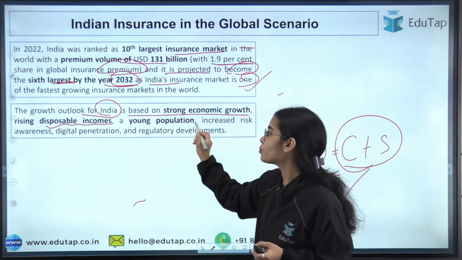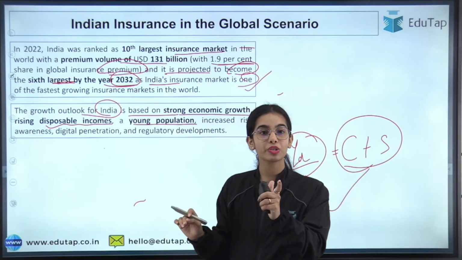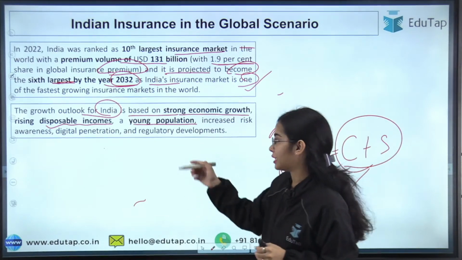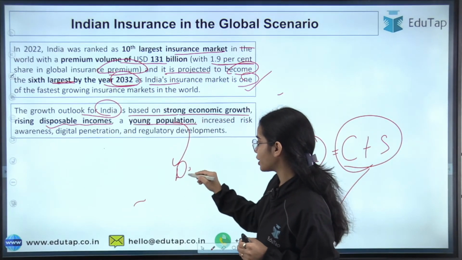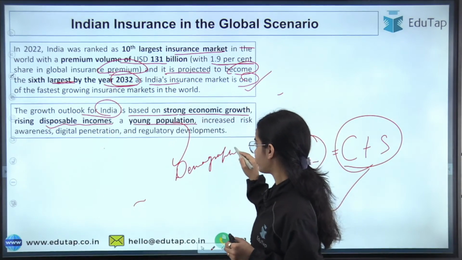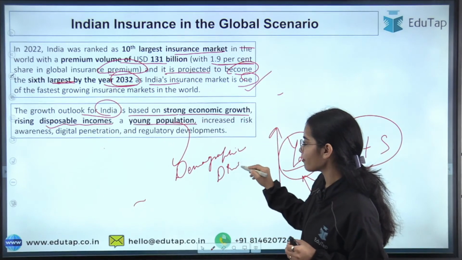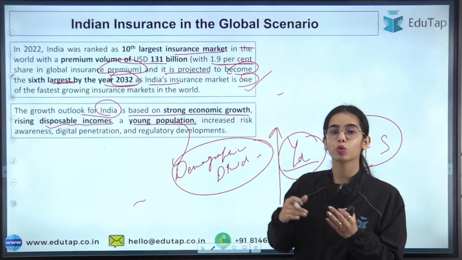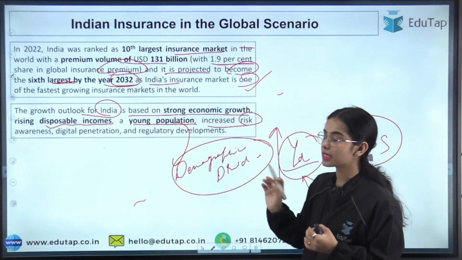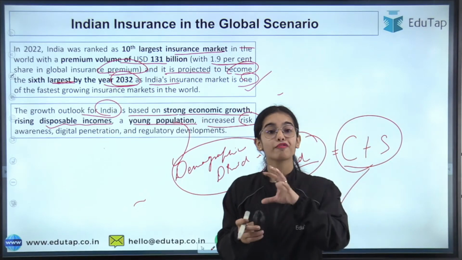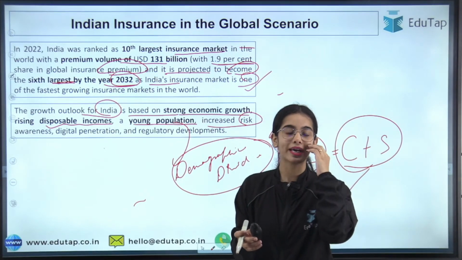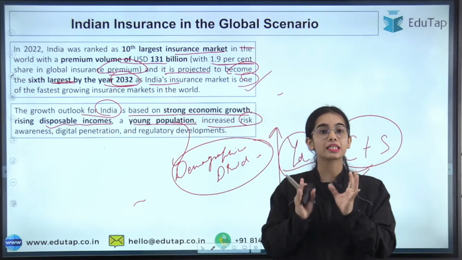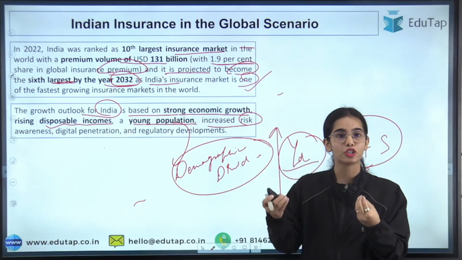Okay, a young population. As you know, young population means demographic dividend. So you can use better terminologies in your answer writing. So we have a young population, we have a demographic dividend, as we have more of the young population. Okay, we have fewer dependents and more of the young population. Increased risk awareness, the people are getting more aware. Financial inclusion, you can use the data point of financial inclusion, that financial inclusion is increasing in our country, which is increasing the awareness among the people about the financial sectors.